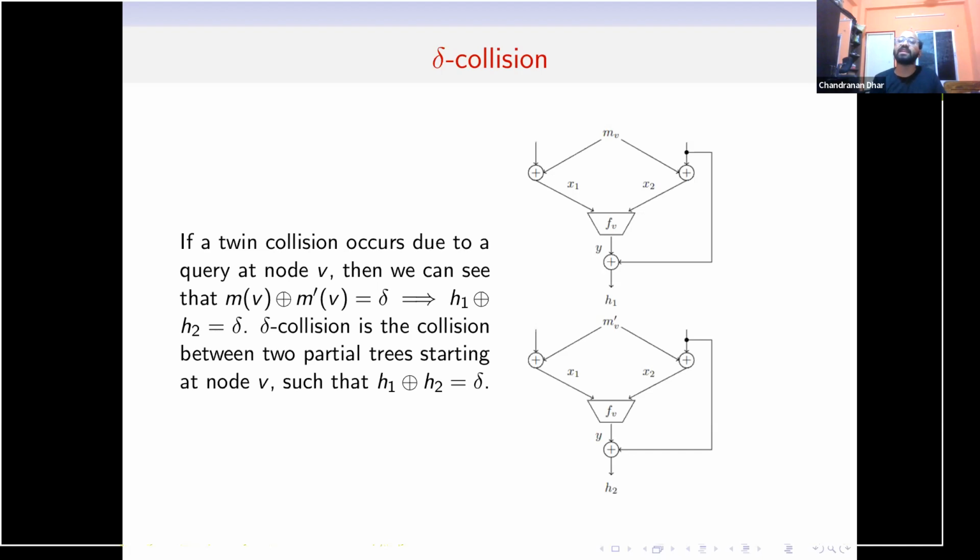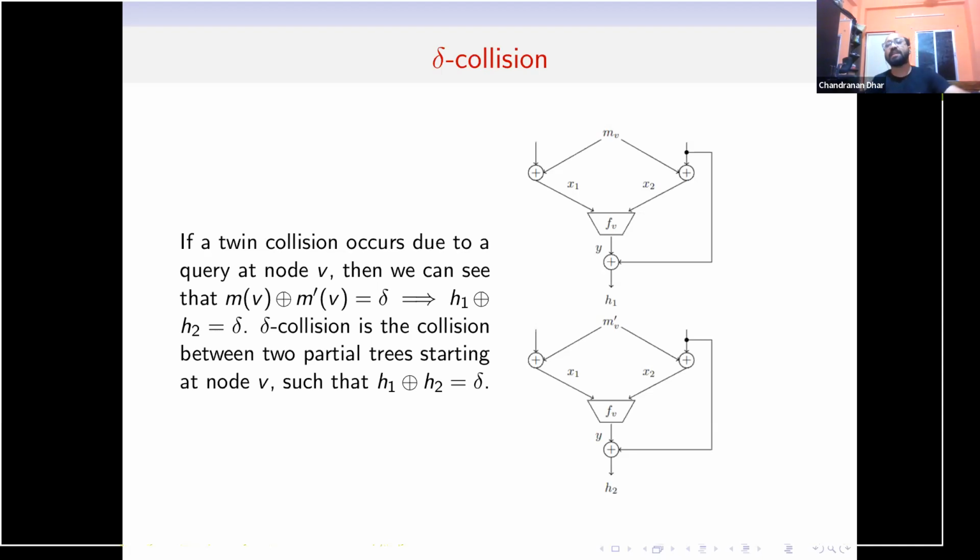What happens in a twin collision case is that for both the trees, the query at the node V is x1 concat x2 and the response is y, and this leads to a collision. First we see that if this is the case, then the difference between the message at the node V, that is MV XOR M prime V, is the same as the difference of their outputs. If this equals delta, then H1 XOR H2 is also delta.